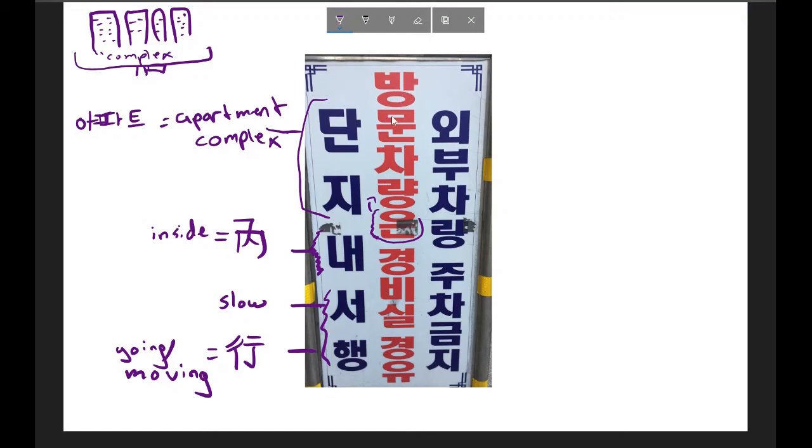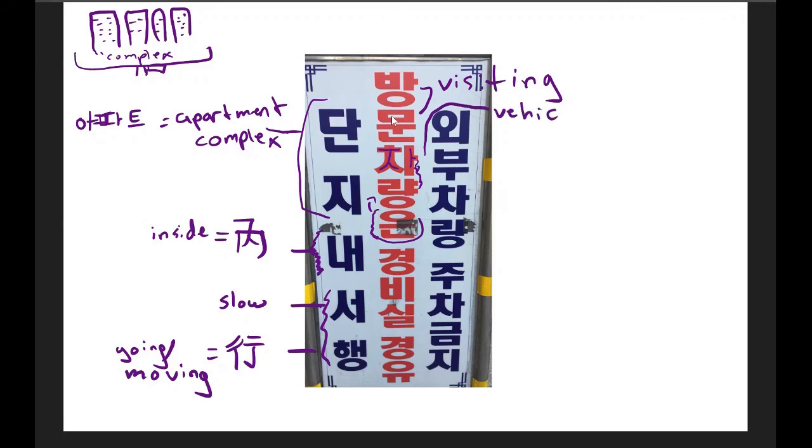방문, that means to visit, or 방문하다 means to visit. The verb form means to visit, but this just means visiting, the noun form of to visit. Now, 차, this refers to cars on its own, but 차량 refers to not just a car, but any vehicle. So 차량 would be vehicle. And right away you can see where this is going.